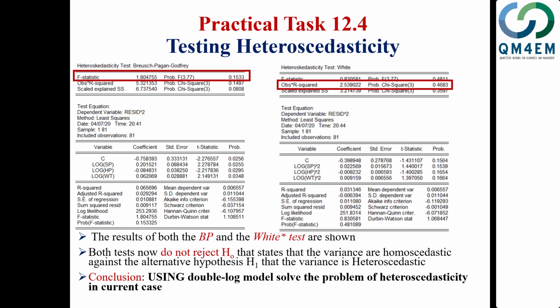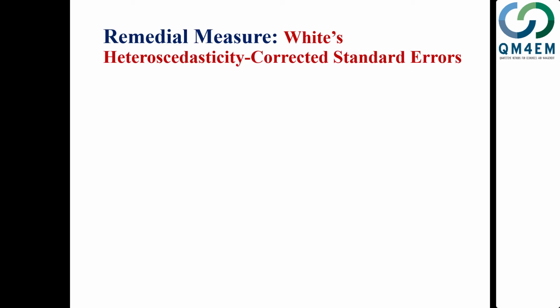We tried a number of remedial measures, namely we first tried using the predicted value of the dependent variable as a transformation, and it didn't work. Then we used the log form of the dependent variable. It didn't work either. Then we tried the double log model, and it solved the problem of heteroscedasticity. Finally, the last remedial measure is White heteroscedasticity corrected standard errors.